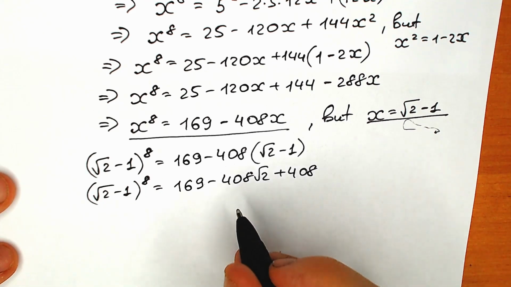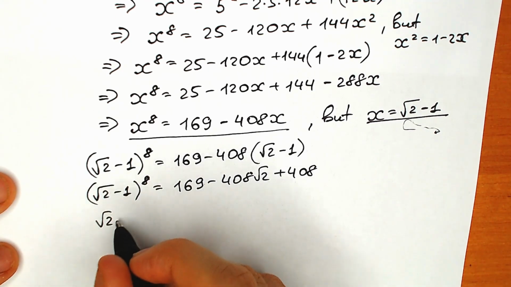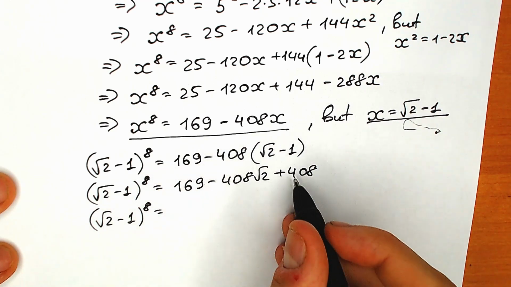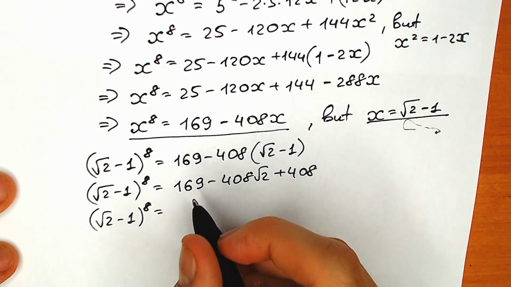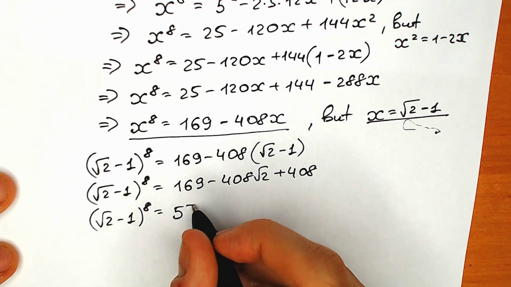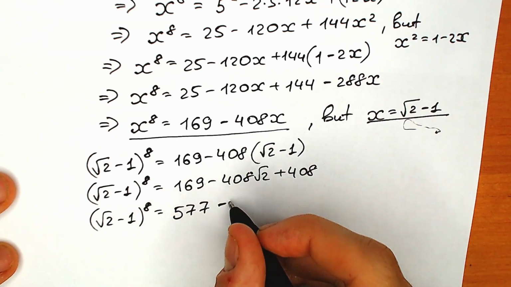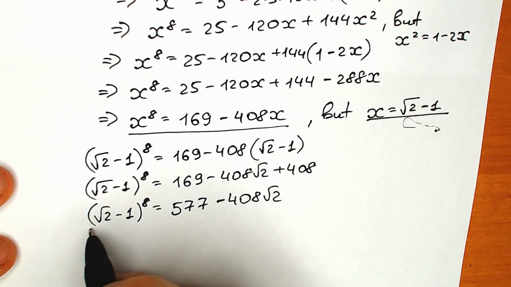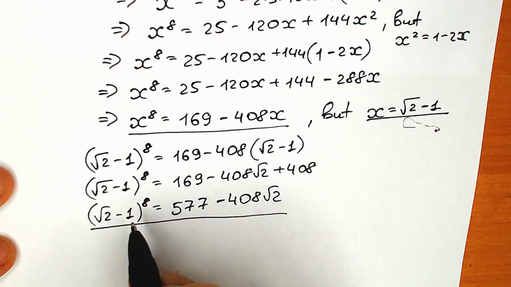Really great. And right now let's add it. Our last step: square root of 2 minus 1 raised to the power 8 equals 169 plus 408, which equals 577 minus 408 square root of 2. This is our square root of 2 minus 1 raised to the power 8.